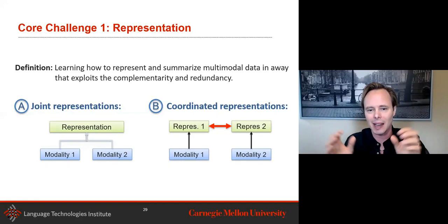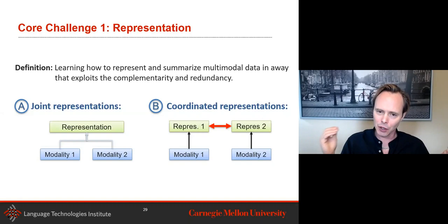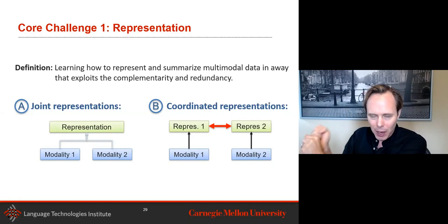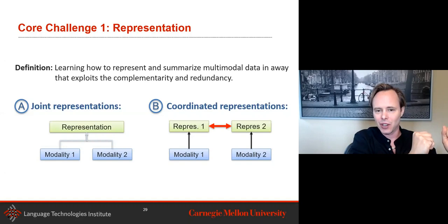You're going to coordinate. And coordination, you should see it as a spectrum. At one end, the coordination is so strong that they are equal. You're forcing the language representation to be equal to the visual representation. That's one end of it, and at that point it's mostly a joint representation. At the other end, they're separate representations. You don't coordinate at all. And then you have a spectrum in between.